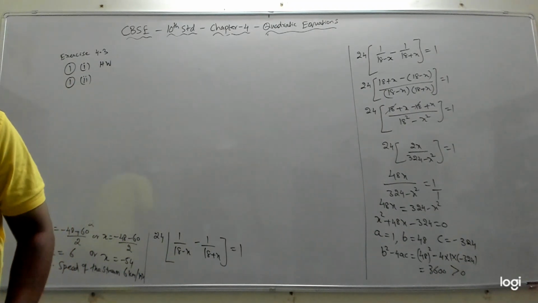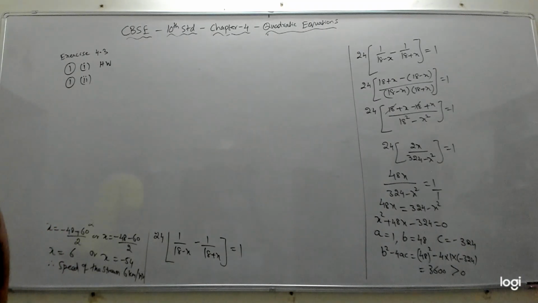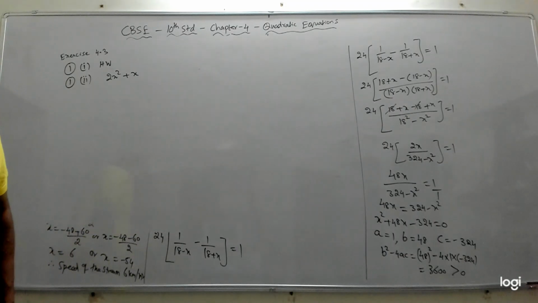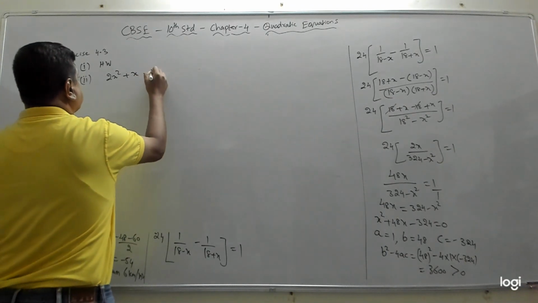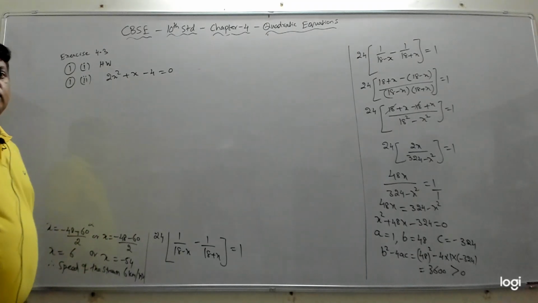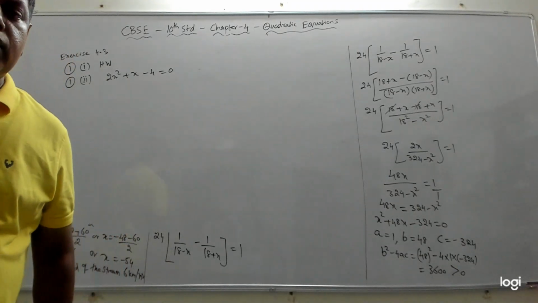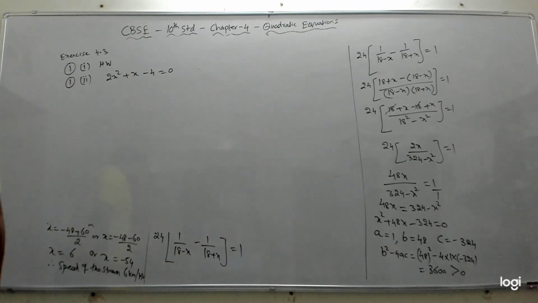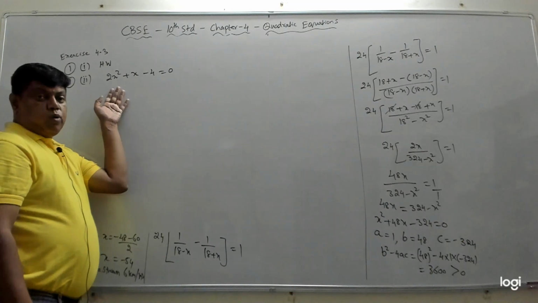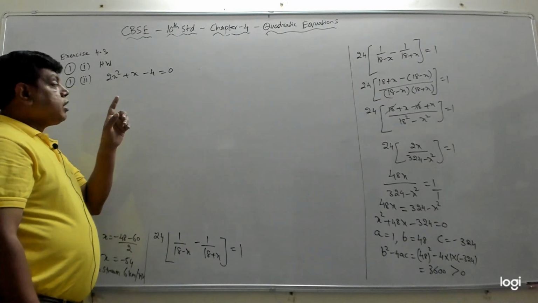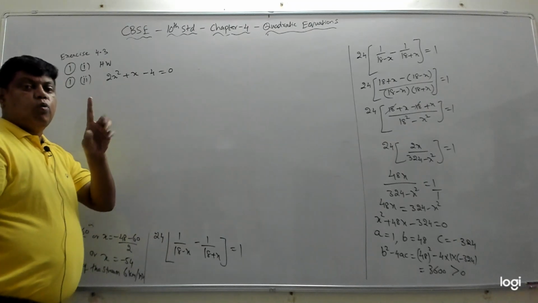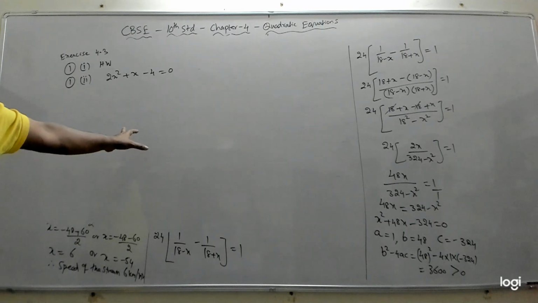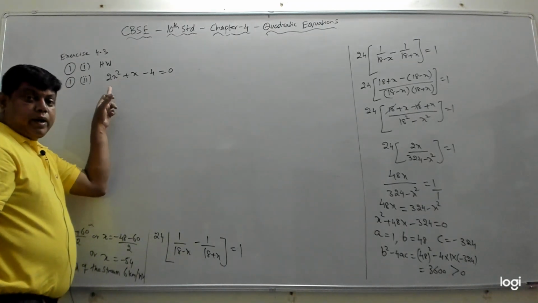The second problem I will do, which is 2x square plus x minus 4 equal to 0. Now we need to solve this quadratic equation by the method of completing squares. How do we do it? For the method of completing squares, the first step is to make sure that the coefficient of x square is 1. In this problem it is 2, so we have to make it 1.